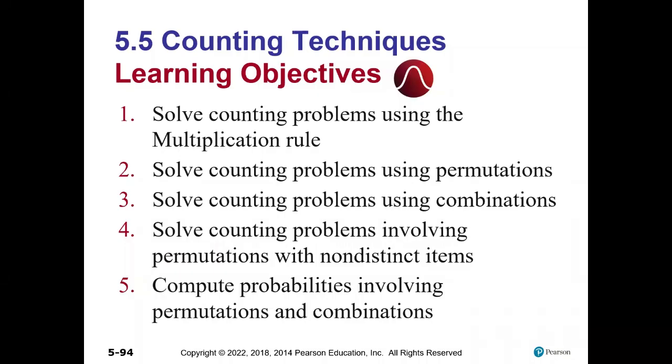All right, so we are in section 5.5. We skipped section 5.4. We are going to talk all about counting techniques: the counting with multiplication rule, counting with permutations, and counting with combinations. We will then talk about non-distinct items, and then eventually lead to probabilities with combinations and permutations.